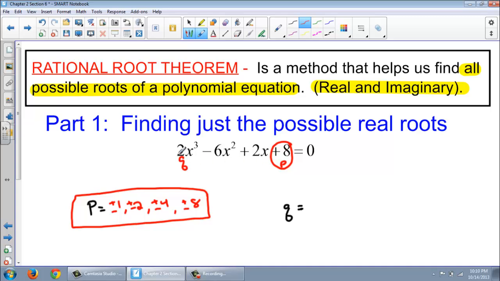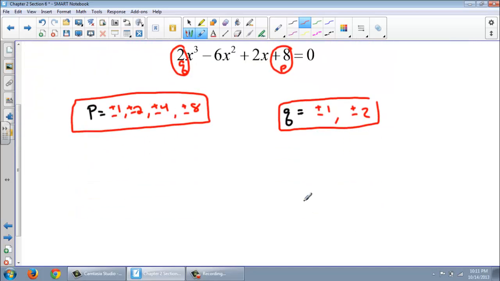Q are the factors of our leading coefficient. So what are the factors of 2? Factors of 2 are 1 and 2, and the negatives of 1 and 2. Now, those numbers just help us come up with our possibles. Our possibles are actually our P's divided by our Q's. So we take our P's and divide them by our Q's, and those are our actual possible real roots.